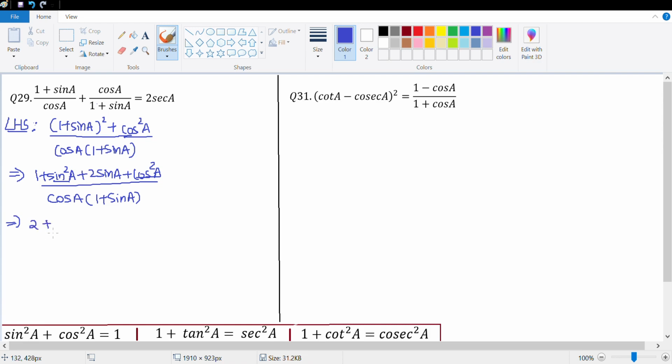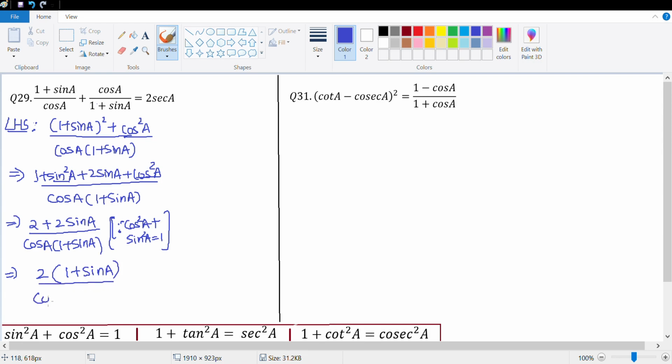So this gives me 2 plus 2 sin A, 1 from here, and sin square A plus cos square A is 1, upon cos A times (1 plus sin A). Since cos square A plus sin square A is equal to 1, that's my reason. Anything common in the numerator? Yes, I notice both the terms have 2 common. So 2 times (1 plus sin A) divided by cos A times (1 plus sin A).